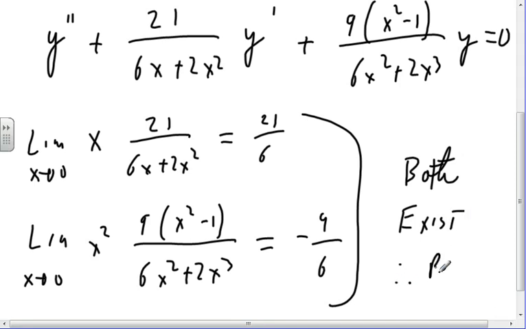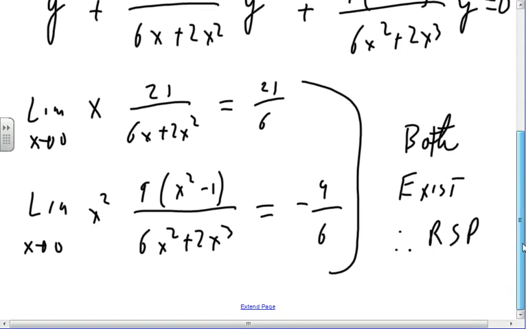Implying that I have a regular singular point. If it is a regular singular point, find the exponents of the differential equation at x equals 0. Okay, so all we're doing is finding the r's. That's all it wants us to do. So that's all we're going to do.